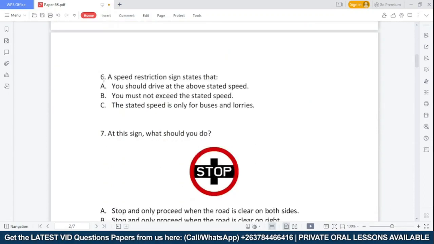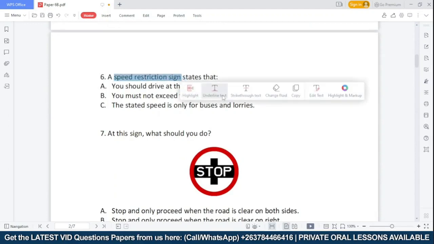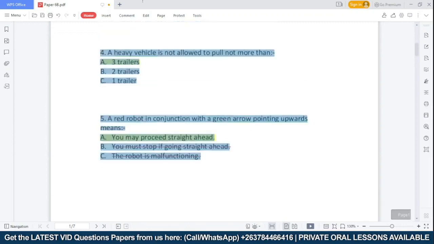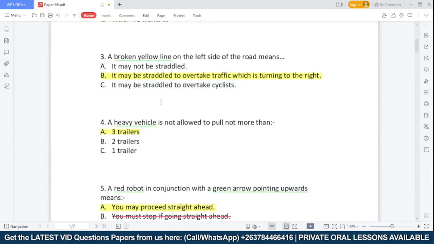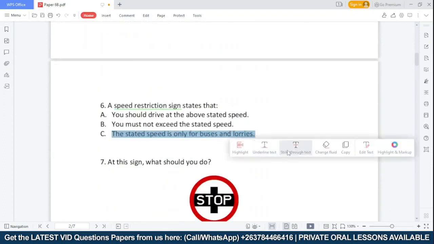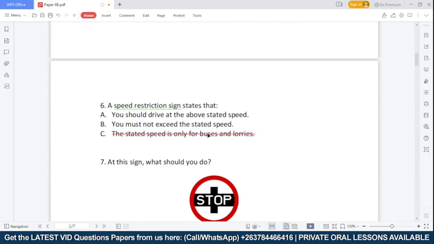Number 6, it says a speed restriction sign said that, so you're looking at a speed restriction sign. A speed restriction sign said that A, you should drive at the above stated speed. B, you must not exceed the stated speed. C, the stated speed is only for buses and lorries. This one we cancel out, because it is not for all vehicles. It is specifying lorries and buses. So this is one we cancel out.